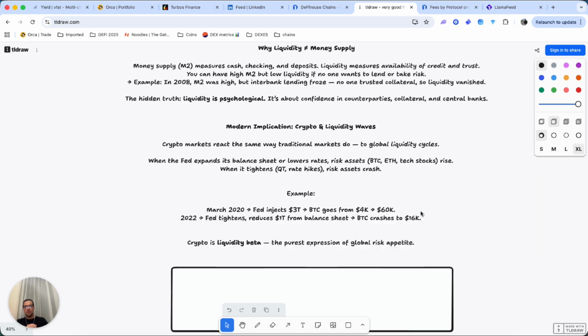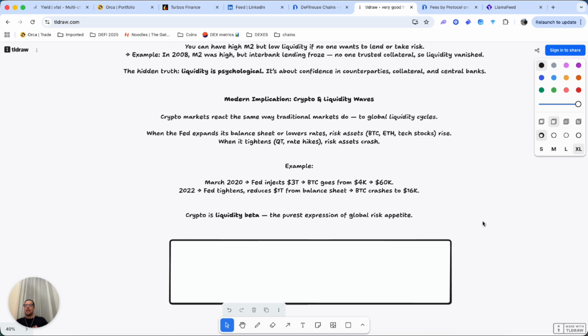Next, for example, in March 2020, once again, the Fed injects $3 trillion into the system and BTC goes from 4K to 60K. Now in 2022, the Fed policy tightens and it reduces $1 trillion from the balance sheet. Then BTC crashes to 16K. It doesn't mean that the Fed is doing anything related to crypto. It just means that liquidity is drying up, it's tightening.